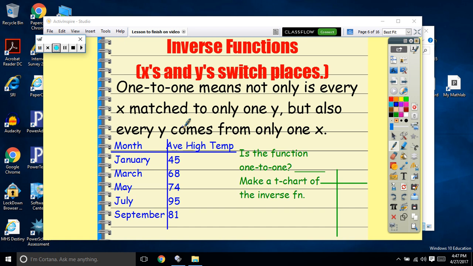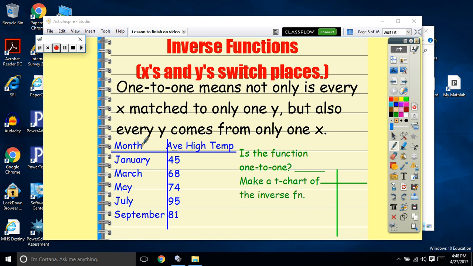All right, let's go on to part 2 of functions. We're going to look at inverse functions. With inverse functions, all you do is switch the x's and y's. Now, one question that a lot of people will ask before you ever deal with inverse functions is: is the initial function, the original function, one-to-one?